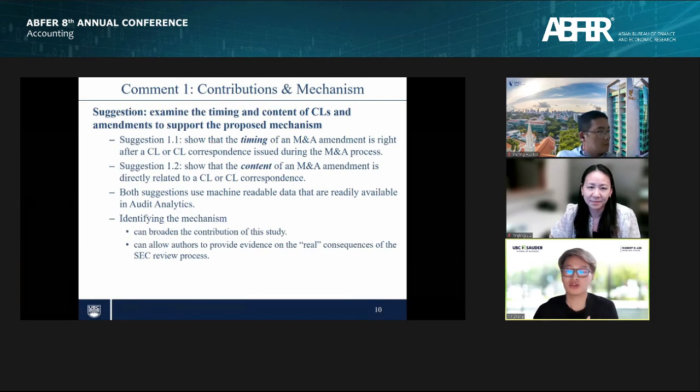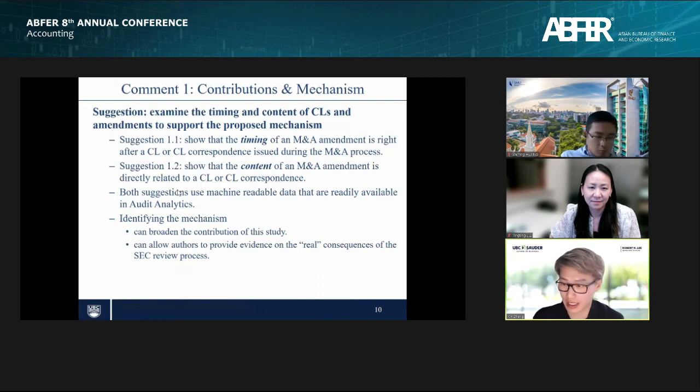So this leads to my very first point. Because the author has made so many big assertions, and I do think there's a potential contribution of this paper, I would highly recommend the author to narrow down or nail down the proposed mechanism by looking at the timing of the M&A amendment and comment letters or comment letter correspondence, and show that the content between those two are very similar, okay? I think if you do that, you can easily avoid a few analyses later on in your robustness checks, although they're great. And as someone who does research in this area, what I'm proposing is easily actionable.